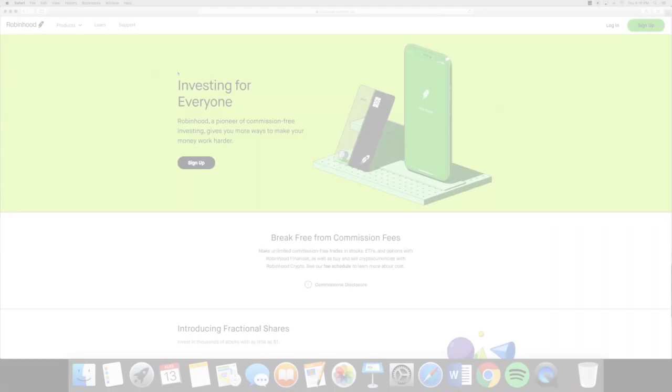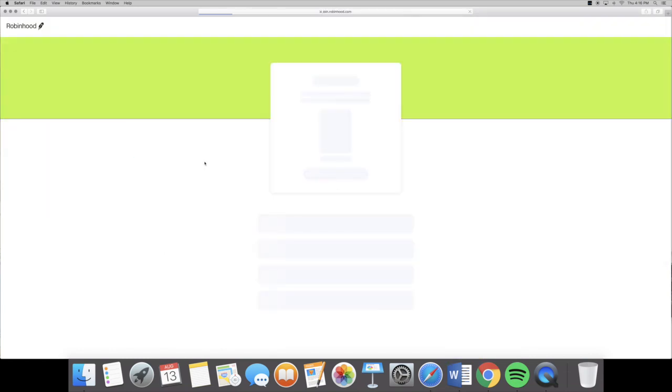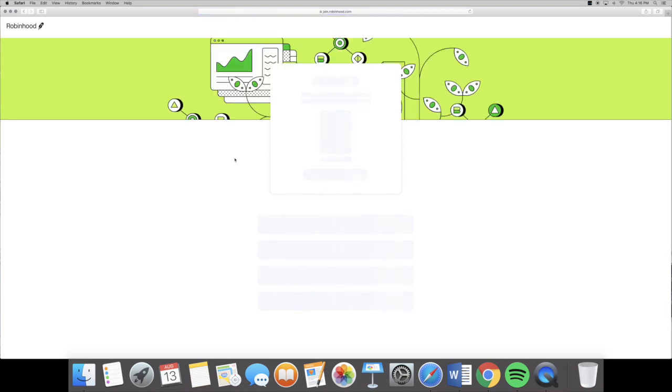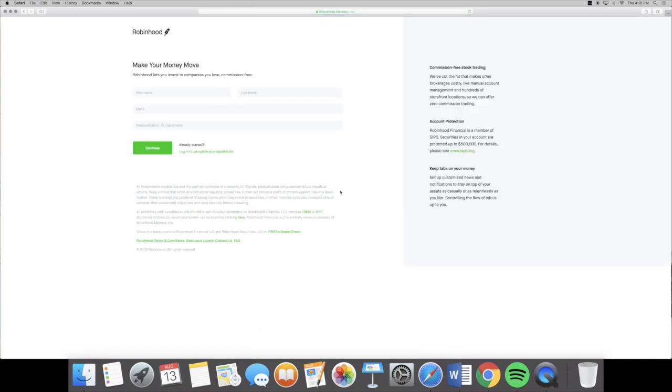All right, so let's get started. This is the website robinhood.com. If you use my link, it's gonna send you right here. First thing you guys are gonna do is obviously press sign up. All right, just a second. Right here, you're gonna see "claim your free stock now." That's using my link. You're gonna press that.